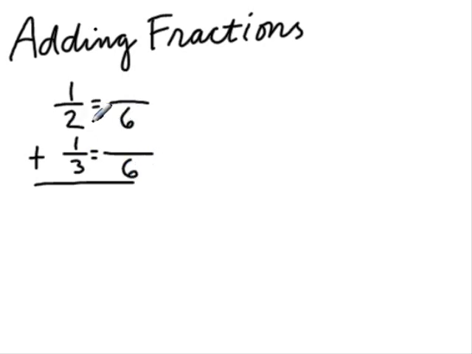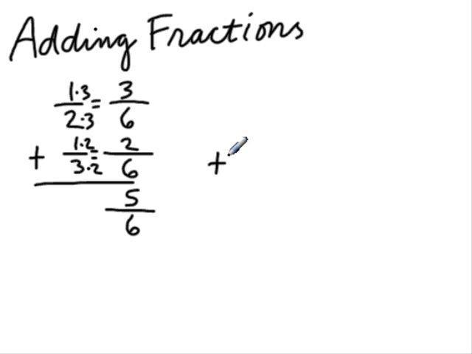2 goes into 6 3 times. So 2 times 3 will give us 6. 1 times 3 gives us 3. And down here, 3 times 2 gives us 6. 1 times 2 gives us 2. 1/2 equals 3/6. 1/3 equals 2/6. 3 plus 2 is 5. 5/6. Then we look at that fraction to see if we can reduce it. And in fact, we can't.